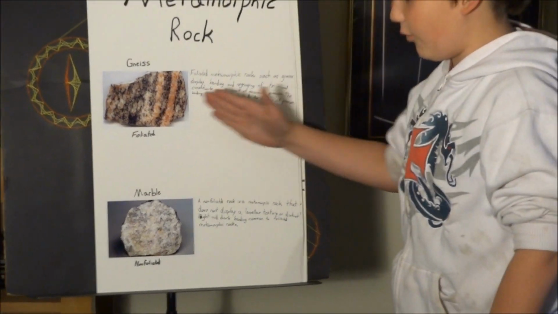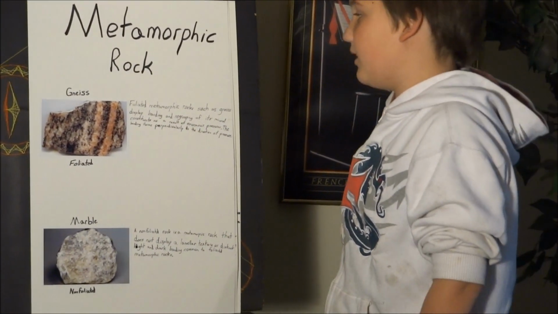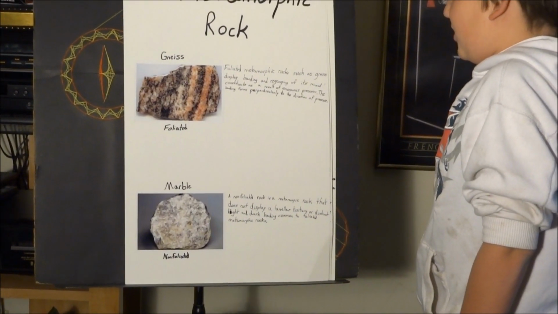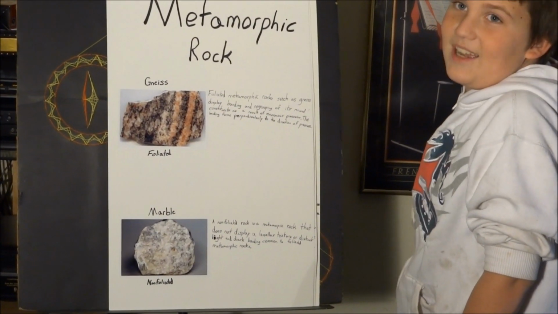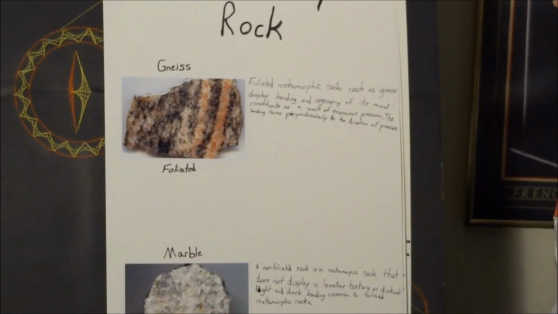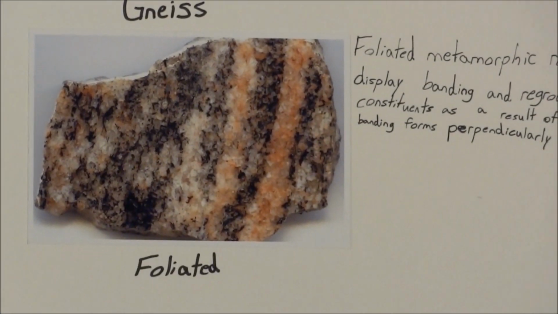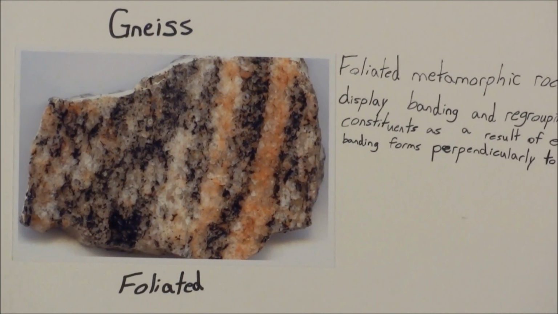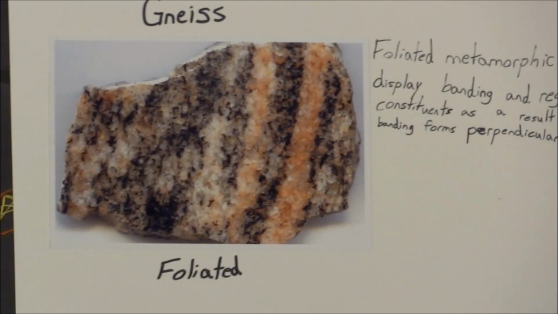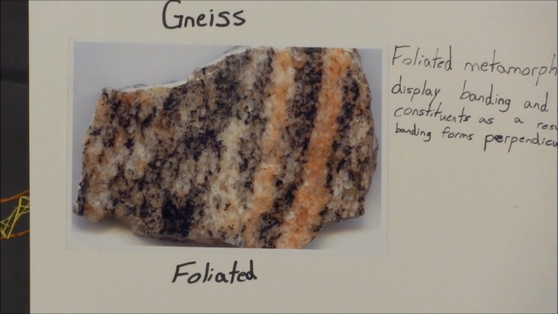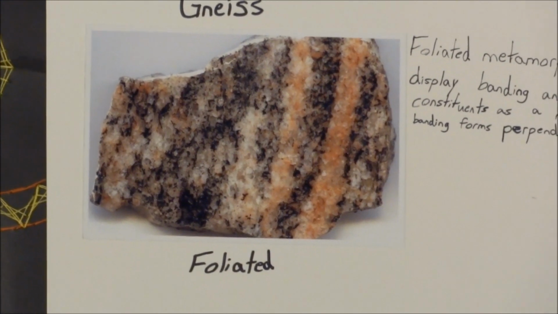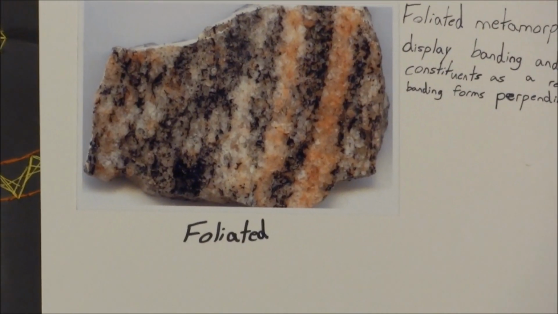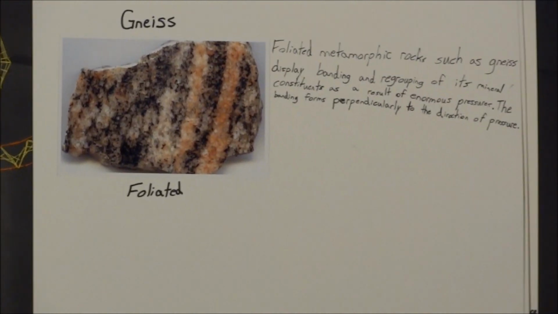Then I'll go to metamorphic rock. They're classified into foliated or non-foliated rocks. Let's look at gneiss. Foliated metamorphic rocks such as gneiss display banding and regrouping of the mineral constituents. As a result of enormous pressure, the banding forms perpendicular to the direction of the pressure. And as you can see, the bands are all the same way. They're not all mixed up.